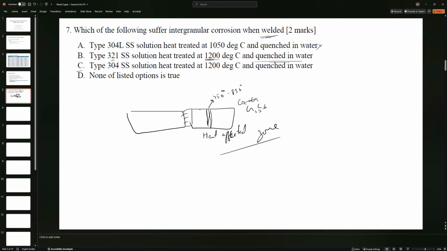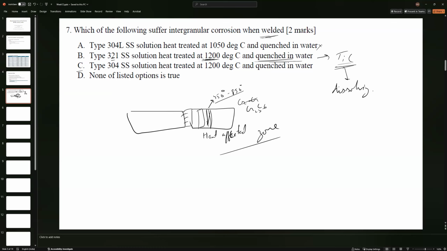What about option two? Why is 321 SS not? It should have titanium carbide, right? The titanium should stabilize it. So now you're going above 1200 degrees Celsius, so you're breaking down titanium carbide, dissolving it. And since you're quenching it, it won't form anything like titanium carbide or chromium carbide again. But that is the pre-weld process. During the welding process, the sample will again be heated, and the heat affected zone will again go to a high temperature.